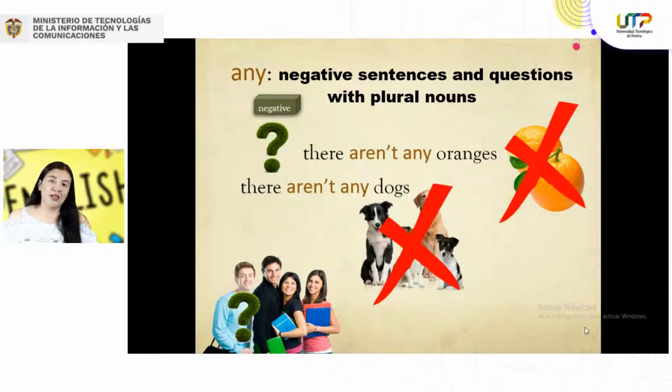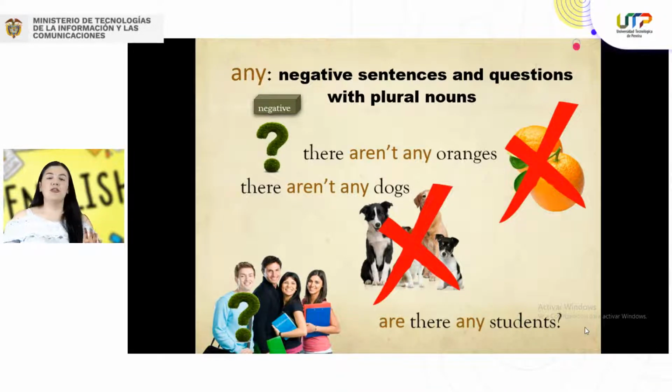Y si lo voy a hacer en pregunta, entonces diría, are there any students? Are there any students? Miren que lo único que hago es invertir el orden. Pongo primero are, después there, e incluyo any. Are there any students? ¿Sí? De esa manera uso any. Negative and questions. That is the use of any.